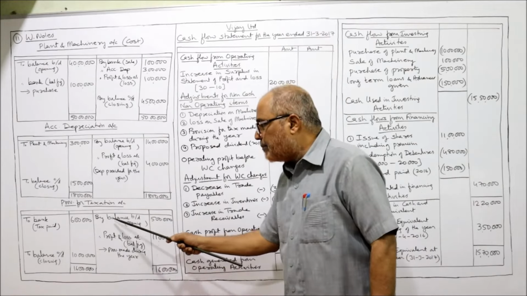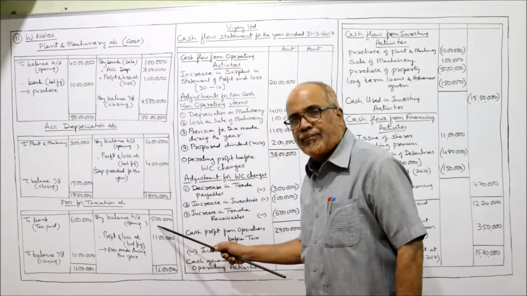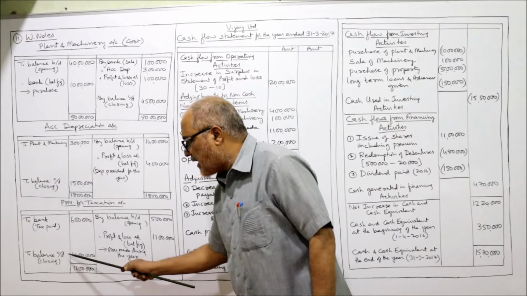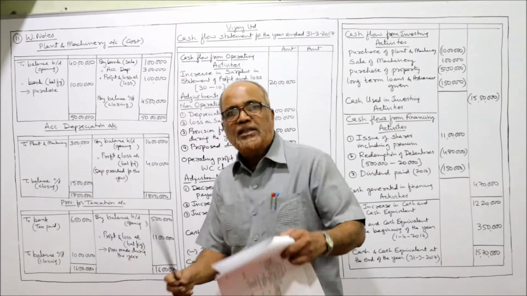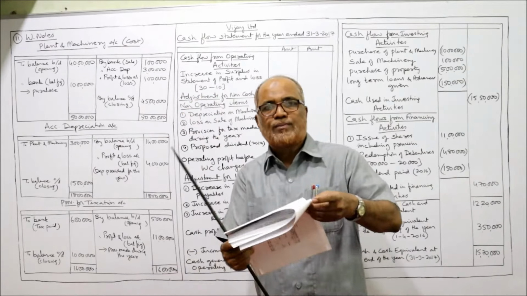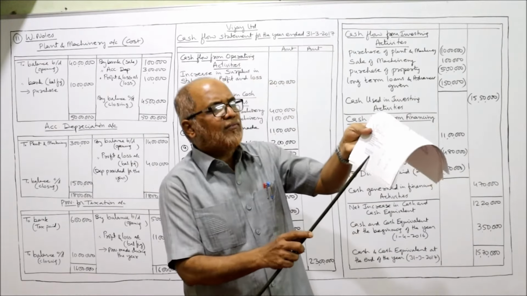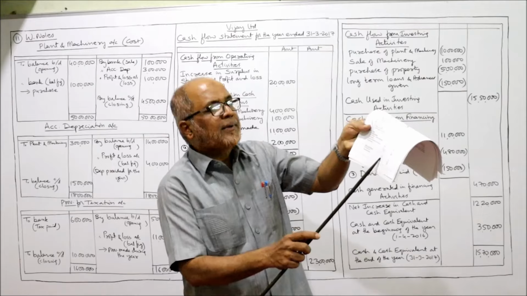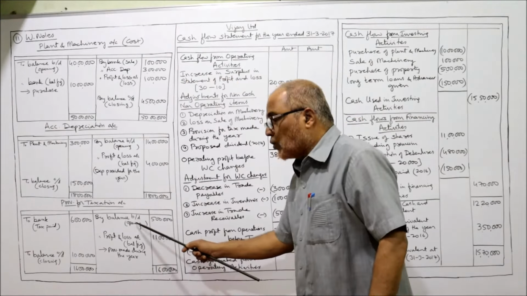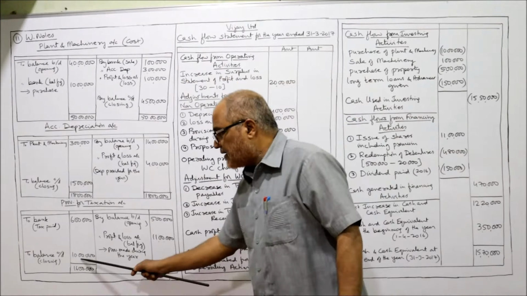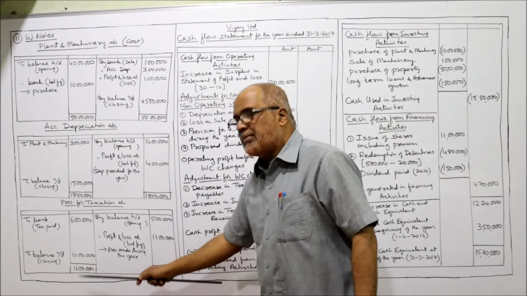So on the credit side, by balance brought down, opening. On the debit side, to balance carried down, closing. In the balance sheet, in the notes, it is given. Second note you can see, provision for taxation last year 5 lakh, current year 10 lakh. So last year's opening 5 lakh, current year 10 lakh. So opening balance and closing balance are taken.